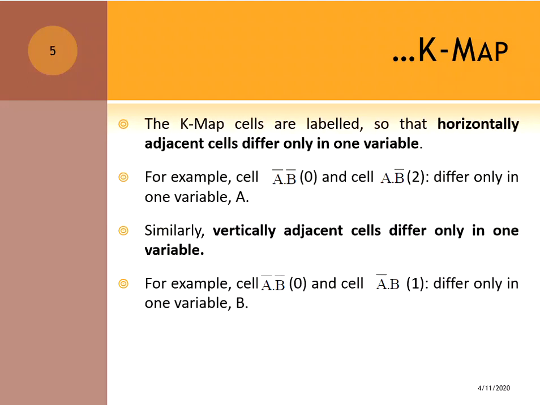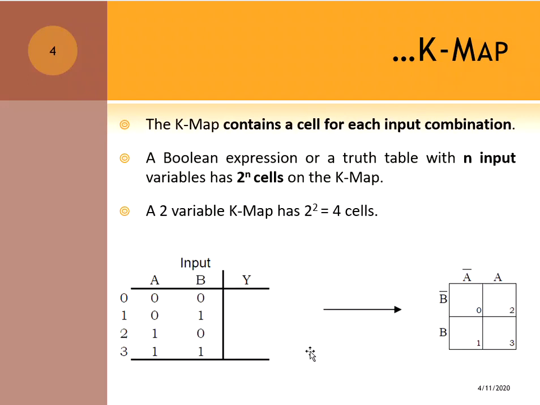K-map cells are labeled so that horizontally adjacent cells differ only in one variable. As you can see, in this figure, the first cell starts with A bar and the adjacent cell is A. That is if we consider horizontally. If we consider vertically, the first cell starts with B bar and the next adjacent cell is B.